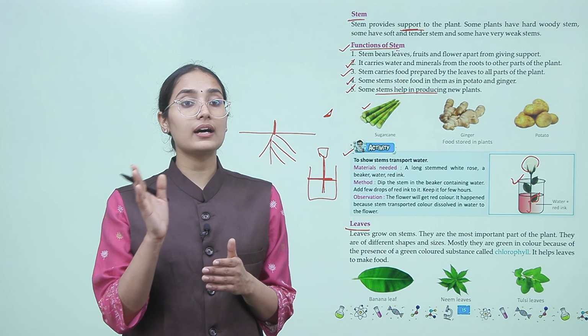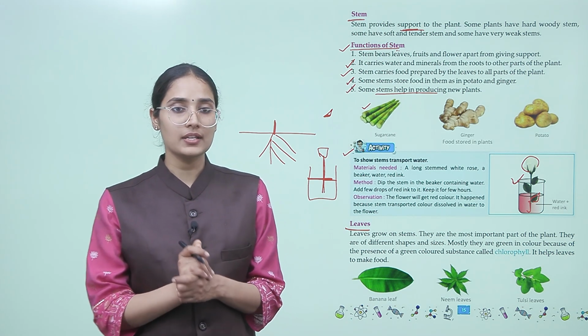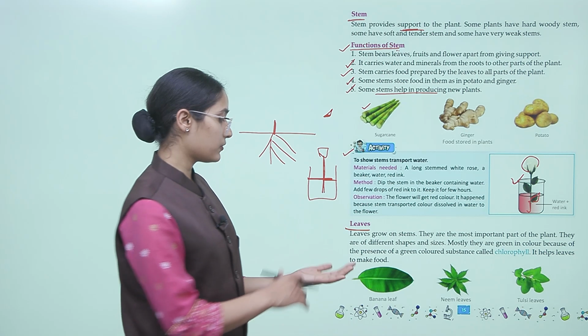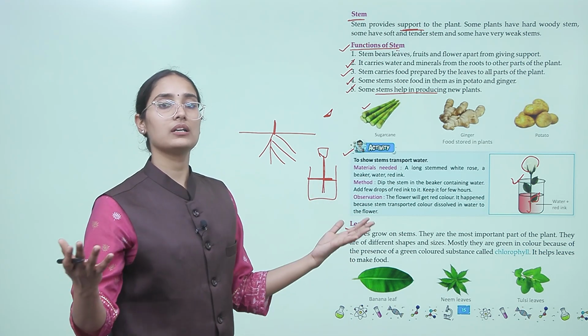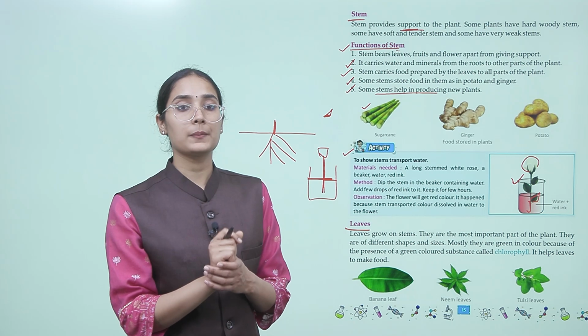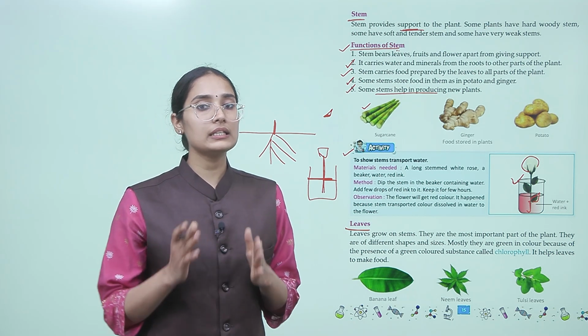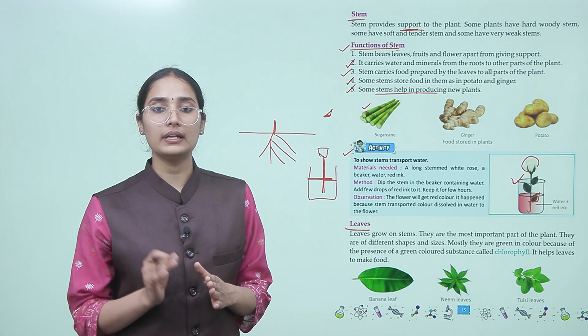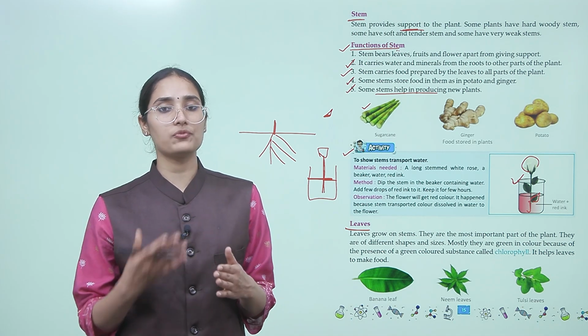So firstly, they are of different shapes and sizes. We can see over here neem leaves, tulsi leaves, banana leaf, where banana leaf is a very big leaf, but neem leaves are very small leaves, right? Mostly they are green in color because of the presence of a green colored substance called chlorophyll. It helps leaves to make food.